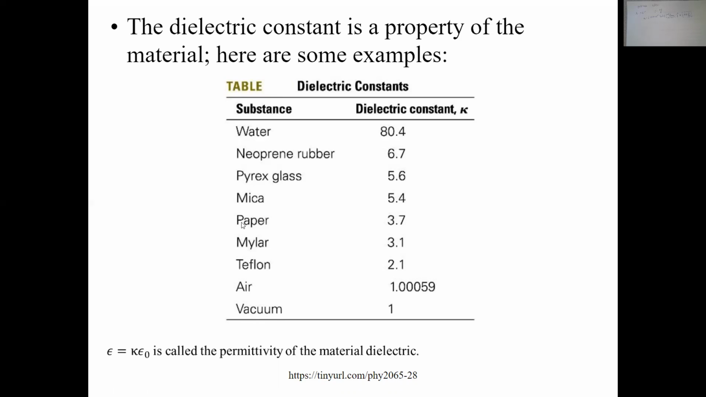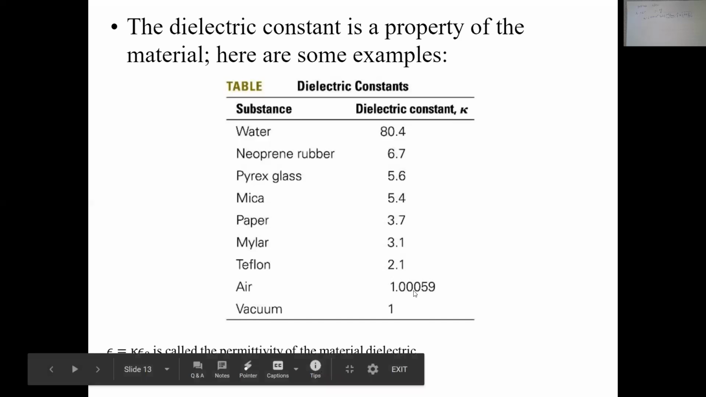Other materials like mica, paper, you can actually use just plain paper as an insulator, or mylar. They all have different dielectric constants, okay? Air has a dielectric constant of almost one, which is equal to vacuum. Vacuum is considered to have a dielectric constant of one, okay?